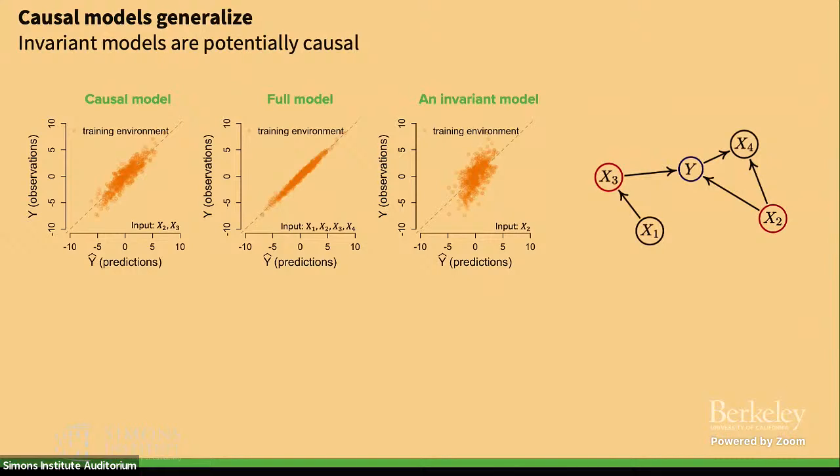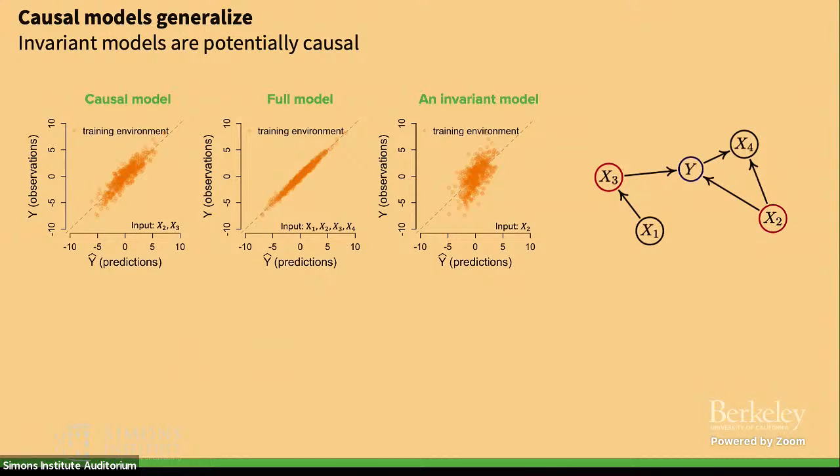What we observe here in this observational environment, so there we don't have any interventions on the nodes in the system, is that in fact the full model yields the best predictions, followed by the causal model, which also does fairly well, and then the invariant model, which in this example shows the worst performance, but I'd say is also not entirely off either.